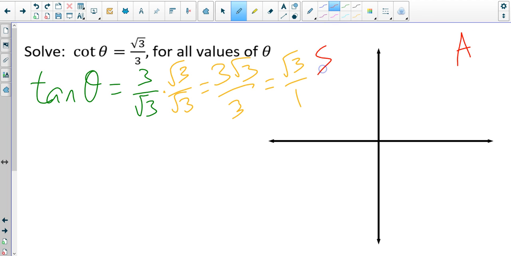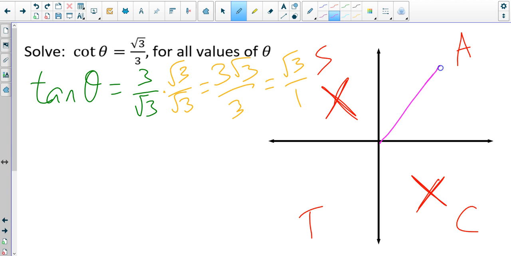So we start off again. All Students Take Calculus. I'm looking where the tangent is positive. That means it cannot be in quadrants 2 or 4, but has to occur here in quadrant 1 or quadrant 3.